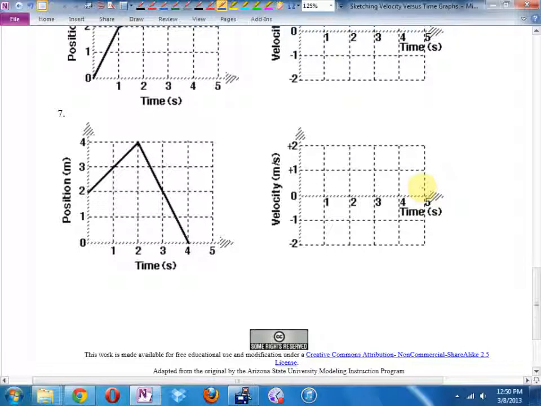This is, again, 2 different sections of a path. What's going on there in number 7 in English? What direction are we traveling in that first section? Forwards, because it's a positive slope. What about in the second section?